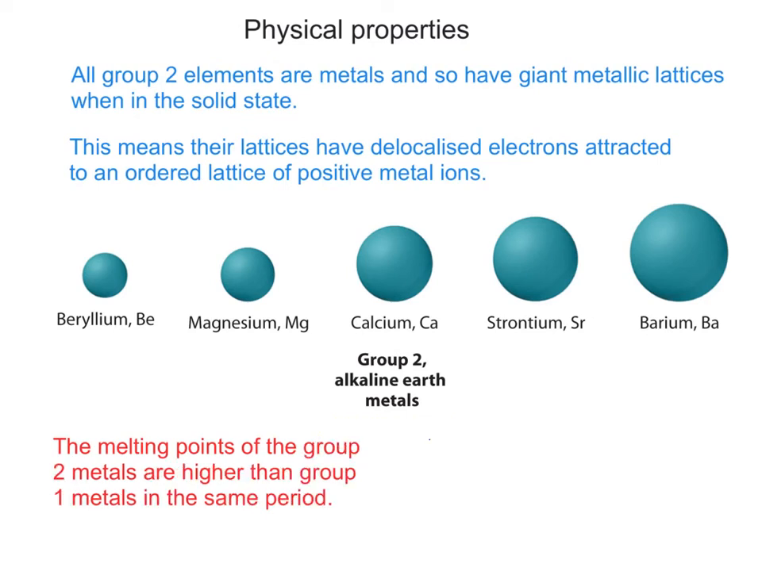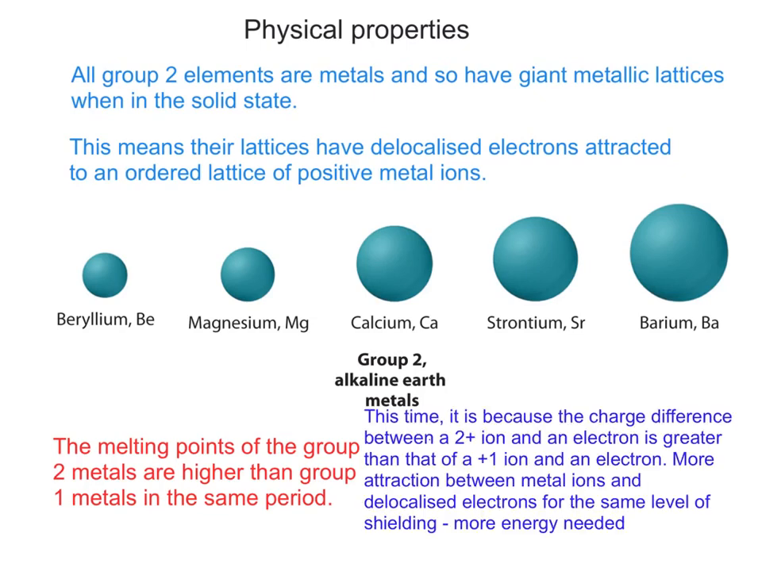So the melting points of the Group 2 metals are higher than Group 1 metals in the same period. The reason here is because the charge difference between a 2+ ion and an electron is greater than the charge difference of a 1+ ion and an electron. So therefore, if you take two metals that are next to each other, e.g. in the same period, or row, more attraction will take place between metal ions and delocalized electrons in Group 2 metals for the same level of shielding, or same number of shells, so therefore more energy is needed to overcome these attractions.